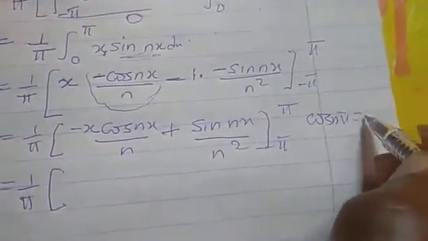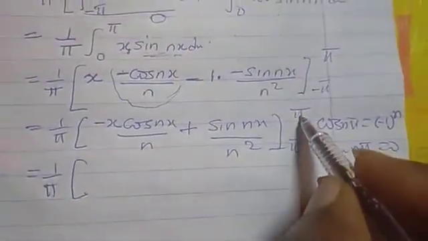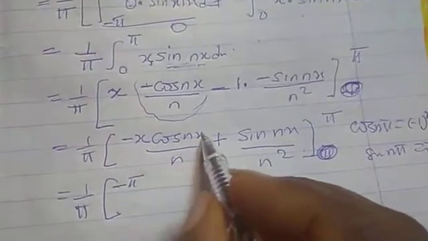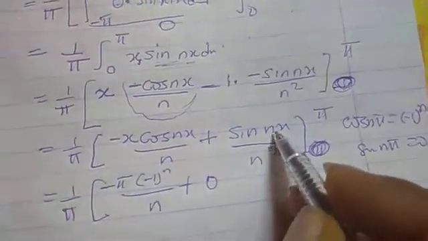Now I will substitute the value of pi there. Don't forget that we have said cos n pi is minus 1 raised to power n, sin n pi is 0. So let me first put it: it's no more minus pi to pi, it is 0 to pi. That's what we are dealing with. Now let me put x to be pi. So this should be minus pi cos n pi. Cos n pi is minus 1 raised to power n divided by n, plus this one will always give me 0, because if I put pi to be x, sin n pi is 0.